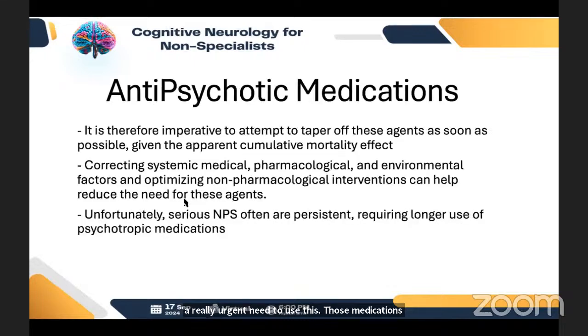That's why it's a good idea, when you are able to taper those medications off, to taper them as soon as you can. And at the same time, if you are using them, it will be wise to look at the other medical things that you can do, pharmacological things, other medications, and environmental factors that could help optimize the effect of those medications. And then there will be the non-pharmacological interventions.